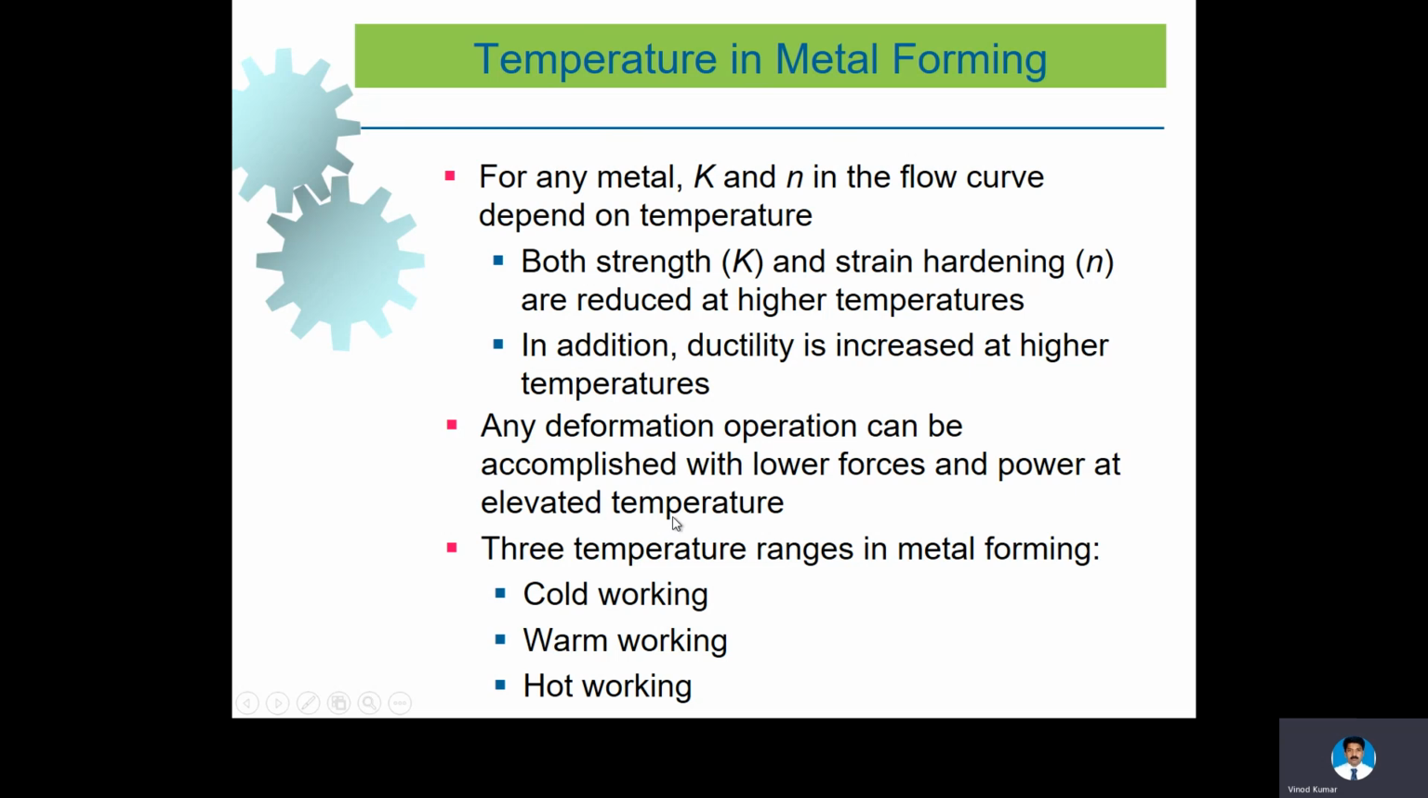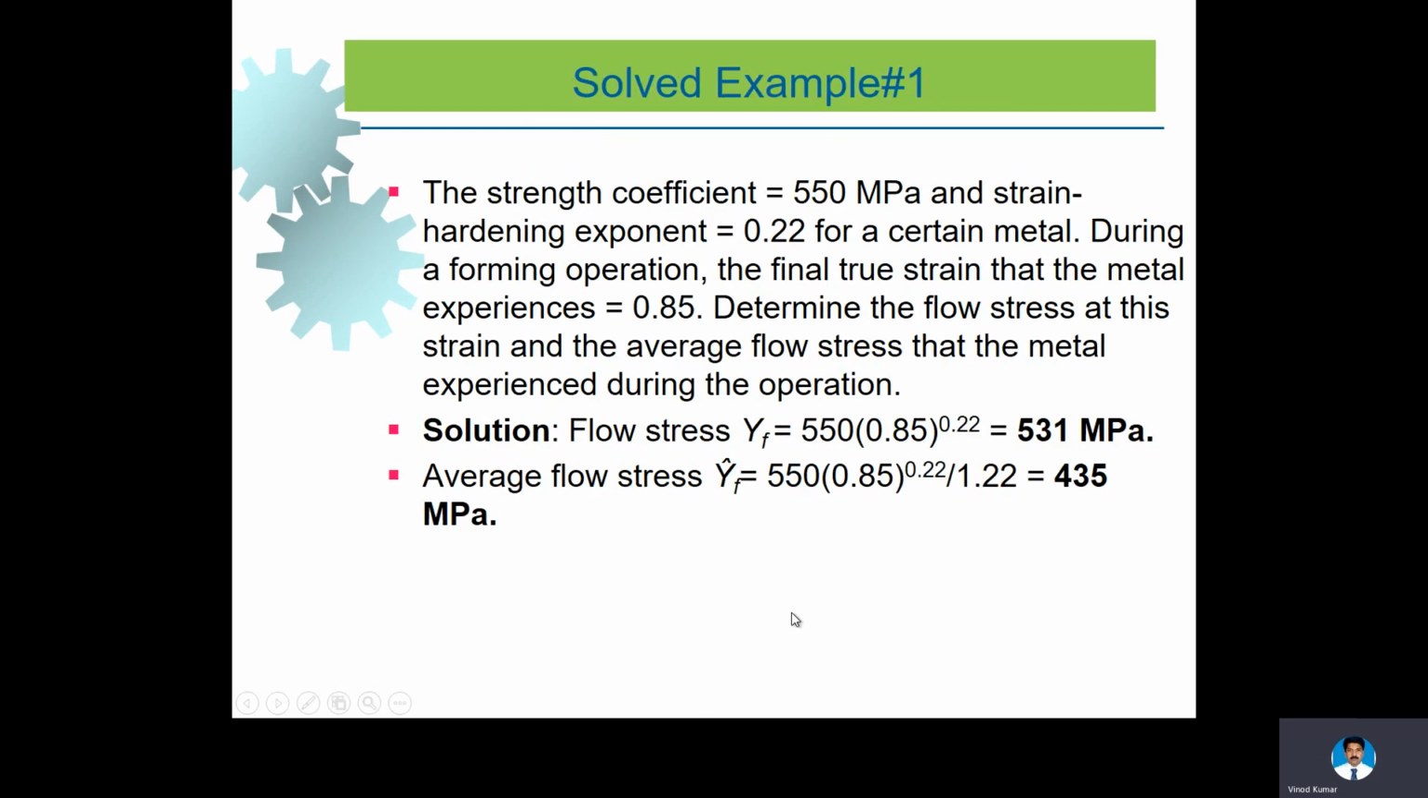So a large amount of deformation is possible with low force and power when we heat the material and do the operation. Depending on the temperature of the operation, we classify metal forming into three categories: cold working, warm working, and hot working. We'll discuss these in part 2 of our week 1 material.